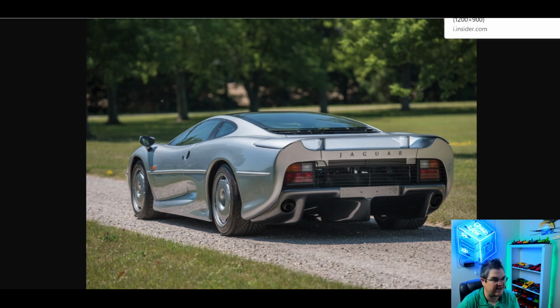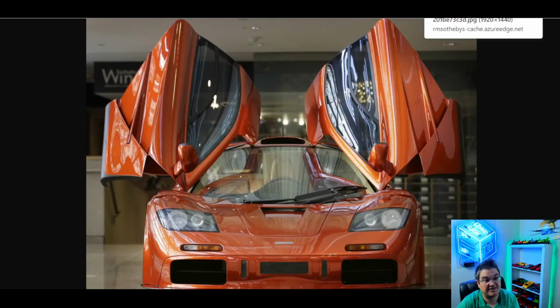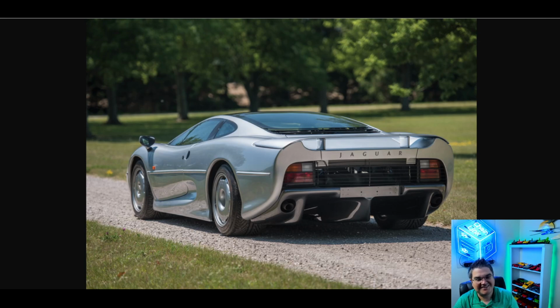Collector's item, cult classic. Sneak peek of maybe tomorrow's car of the day and my favorite car of the 90s. See if anybody gets it. That's all you get. Let's see if anybody gets that car of the day.